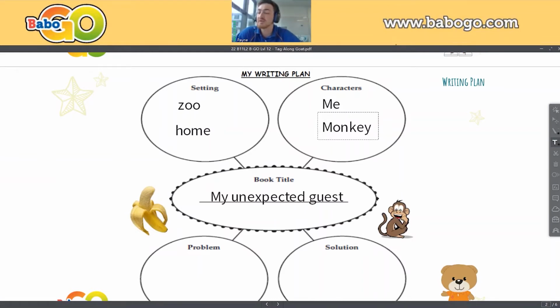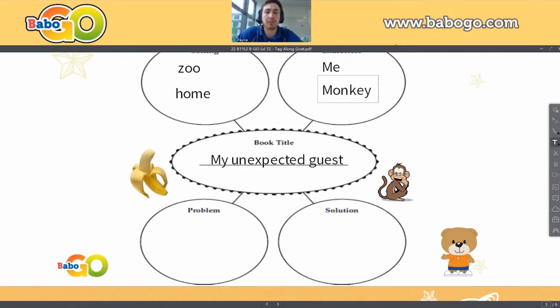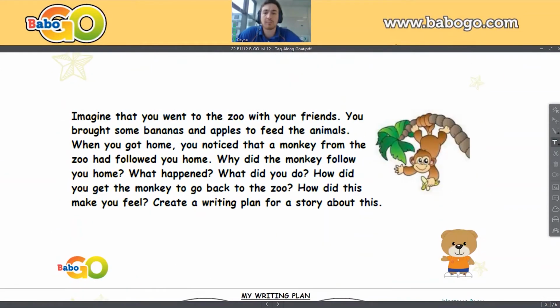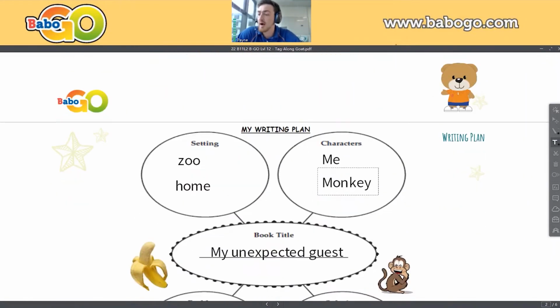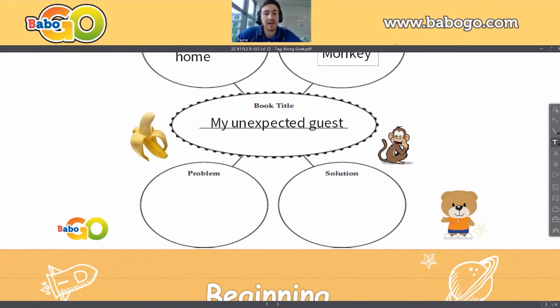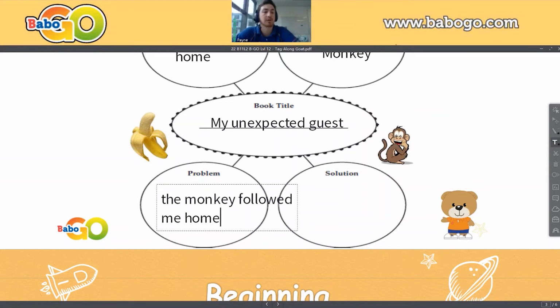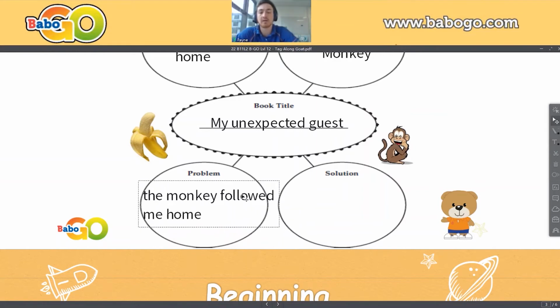And then proceed on to the problem. So what was the problem? Remember when we read our prompt? Again, you can go back. You can always refer to it if necessary. And you can always just give them a hint. Where did he follow you? Good. The monkey followed me home. Good, right? That was the problem. The monkey followed me home.